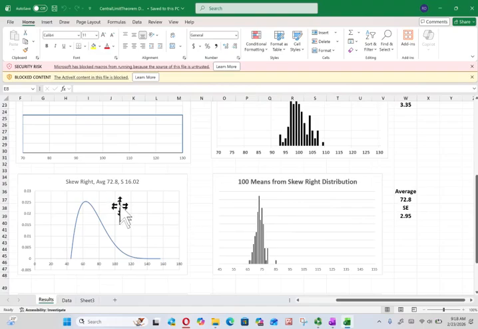This one has an average, skewed right, of 72.8, and the average of the averages is 72.8. So for these things that we're betting on, we can use normal distribution probabilities. We can use 2 standard deviations up and down, 1 standard deviation up and down.